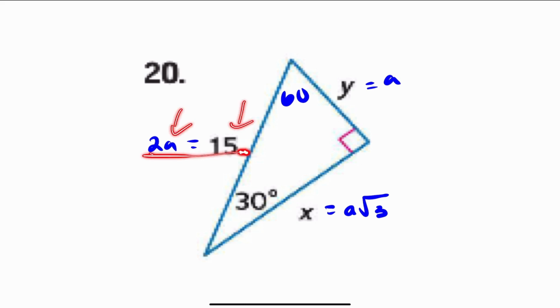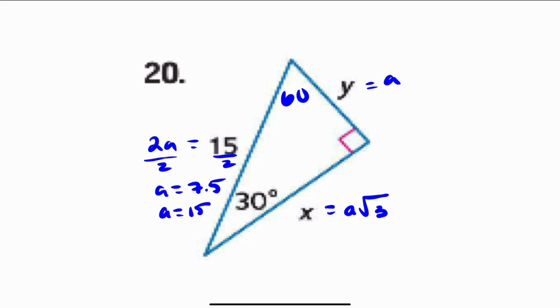I have a variable equal to a number. Divide both sides by 2 here. a is equal to 7.5, or you can say a is equal to 15 over 2. This is a fraction that I'm leaving in simplified form here. You can give me 2 answers. They're basically the same thing. So if a is equal to 15 over 2 or 7.5, that means that y is equal to 7.5 or 15 over 2.